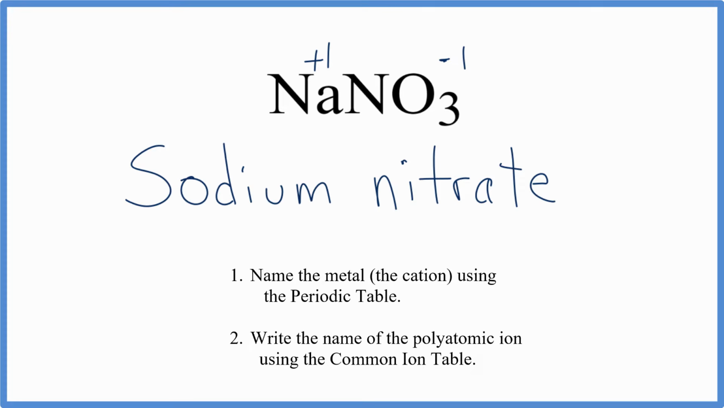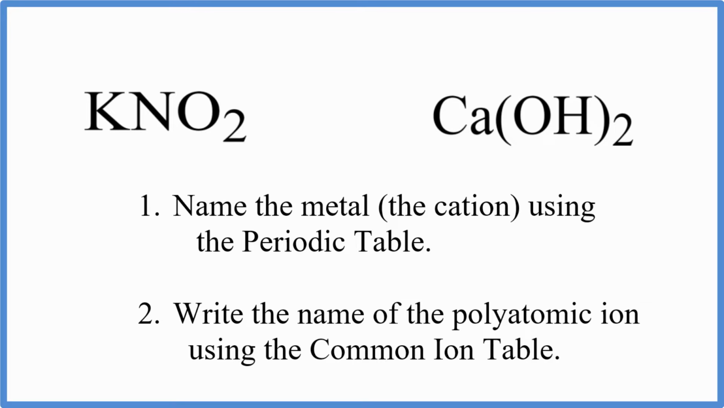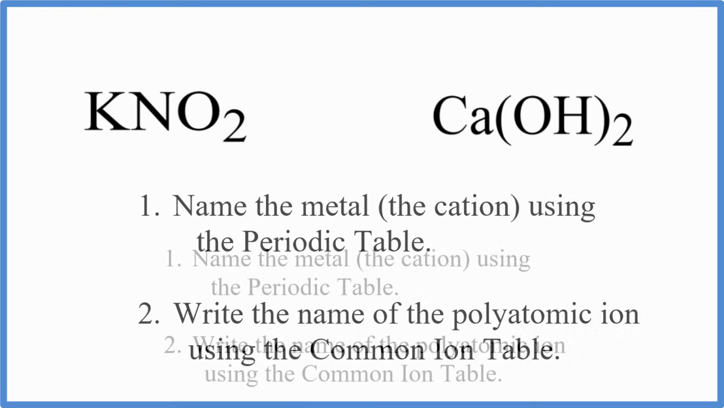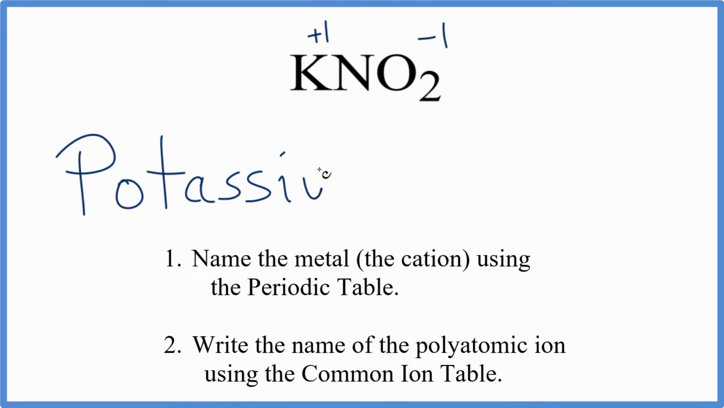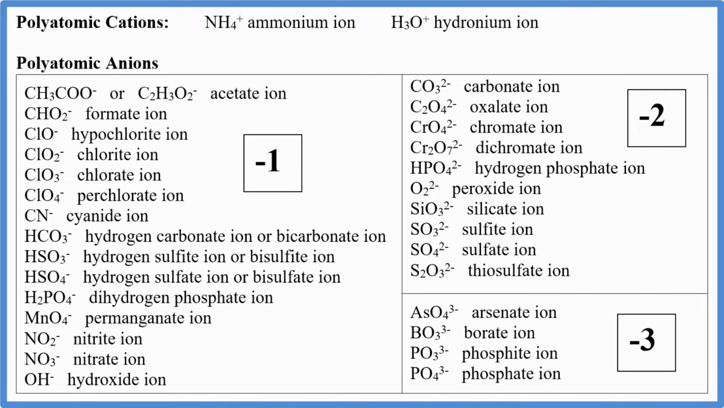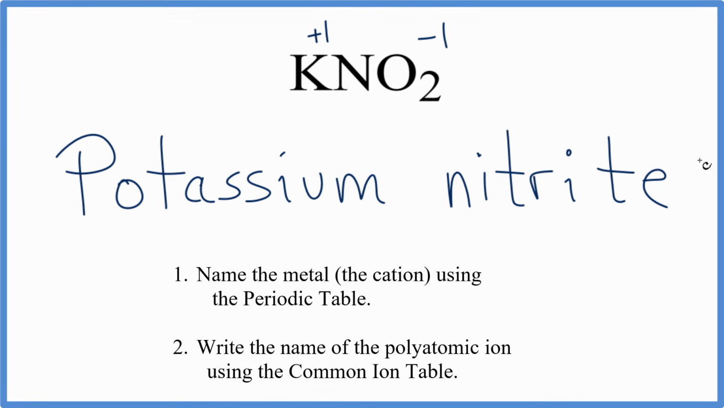So pause and give these two a try. You'll find a link to the common ion table in the description of this video. To name KNO2, we know that K, that's a metal, and it has a +1 charge. And then we have this group of nonmetals, our polyatomic ion, so that has to have a -1 charge. We look on the periodic table, K is potassium. And then we go to the common ion table. We're looking for NO2-, and as we look through the table, we see that NO2- is nitrite. So we'll write nitrite. So potassium nitrite is the name for KNO2.